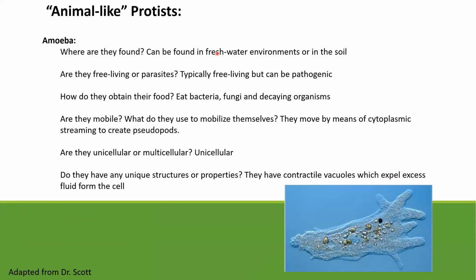So for example, for amoeba, you would answer where are they found. They can be found in freshwater environments or in the soil. Are they free living or parasites? They are typically free living, but they can be pathogenic, so they could also be parasites. How do they obtain their food? They eat bacteria, fungi, and decaying organisms.